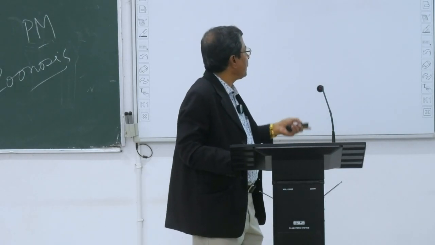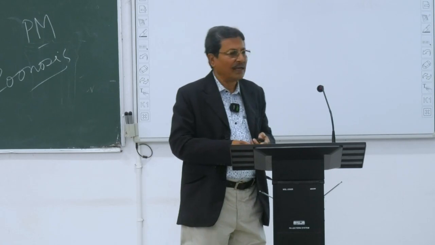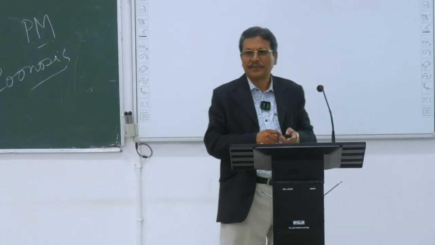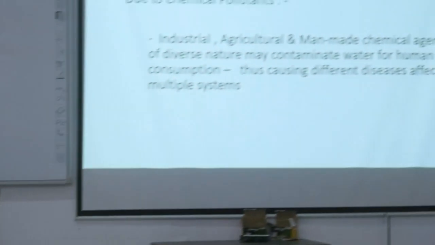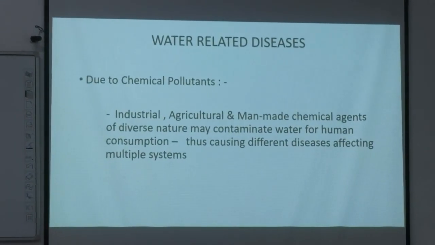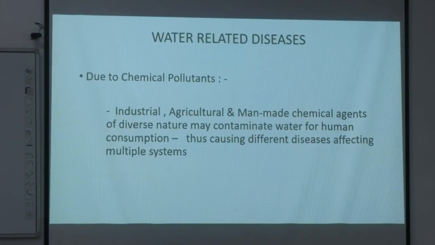Industrial pollutants, agricultural and man-made chemical agents of diverse nature cause different diseases of multiple systems. You probably have not heard of it, but in the 50s or 60s in Japan, so many people died of what is called Minamata disease. Mercury from the effluent of a factory entered into the sea.